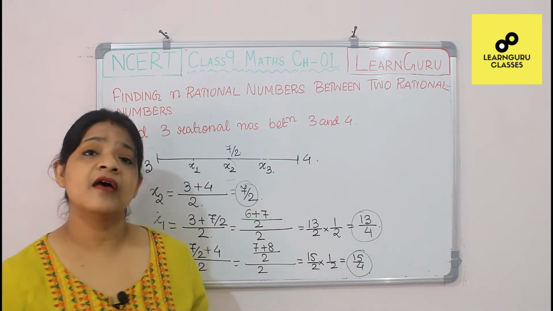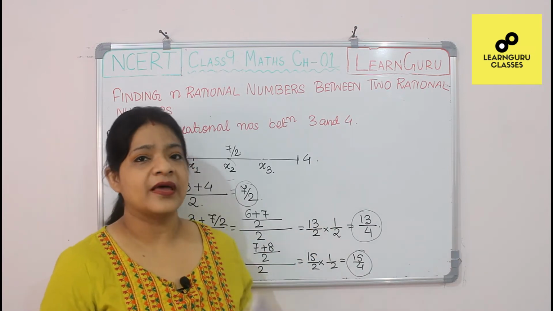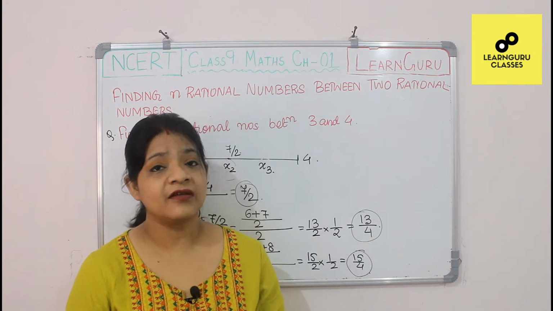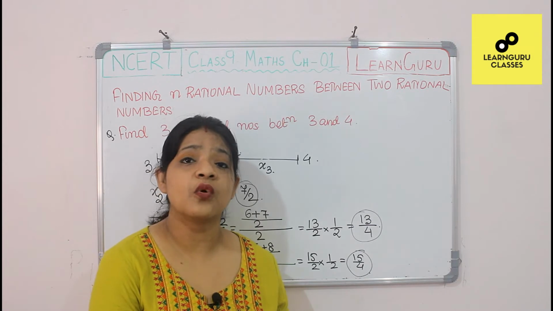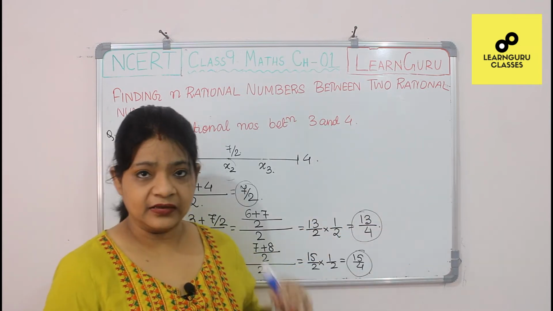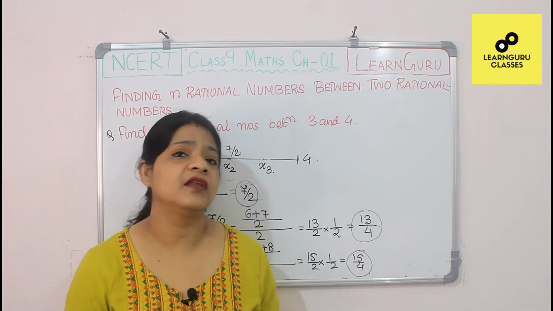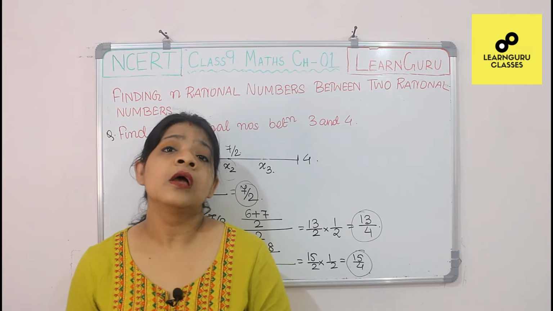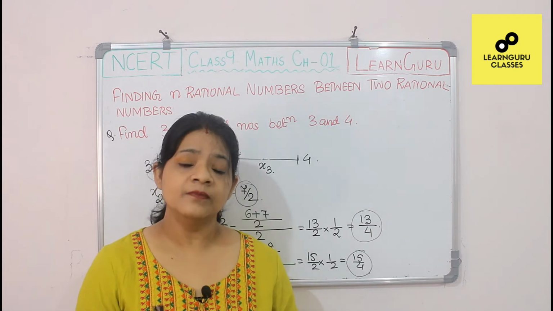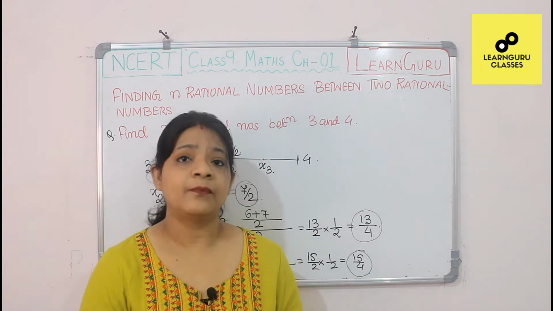But this method has one limitation: up to finding three rational numbers, this method will work. But if it is asked to find 5 rational numbers or 7 rational numbers, it will take much more time. So actually we do not go for this method. Basically we do up to 3 rational numbers. If it is asked, you can easily calculate. But sometimes in the exam it may be asked to find 10 rational numbers between 2 rational numbers. So for that you have to go for a separate method.